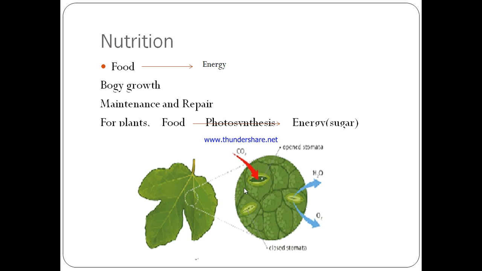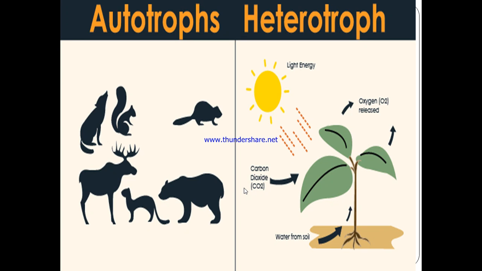The green plants utilize carbon dioxide from air, water and minerals from the soil, and sunlight to prepare their food. That process is known as photosynthesis. Through photosynthesis, they prepare their own food, in the form of sugar. Plants prepare their own food. That is why they are known as autotrophs. Auto means self, troph means food.